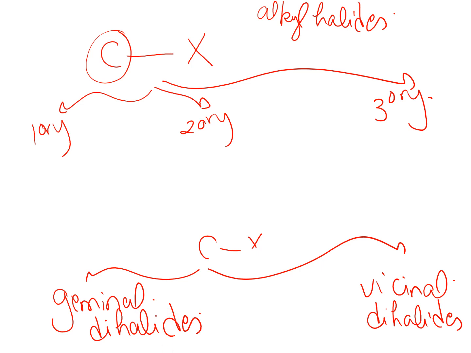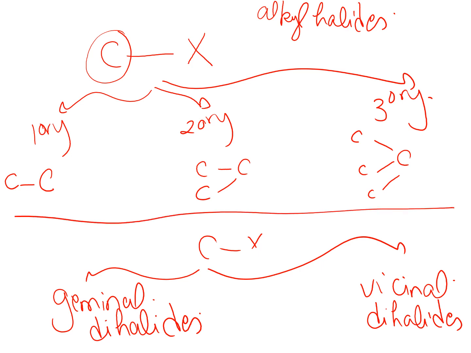What is the meaning of primary, secondary, and tertiary alkyl halides? Let's first refer to a primary carbon. What is a primary carbon? A primary carbon is a carbon attached to only one carbon. A secondary carbon is a carbon attached to two carbons. A tertiary carbon is a carbon attached to three carbons. This is the definition of a primary, secondary, or tertiary carbon.